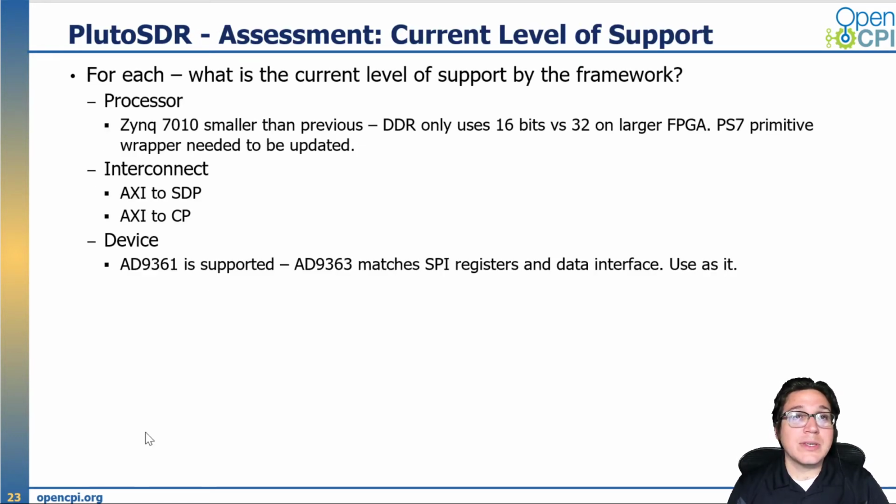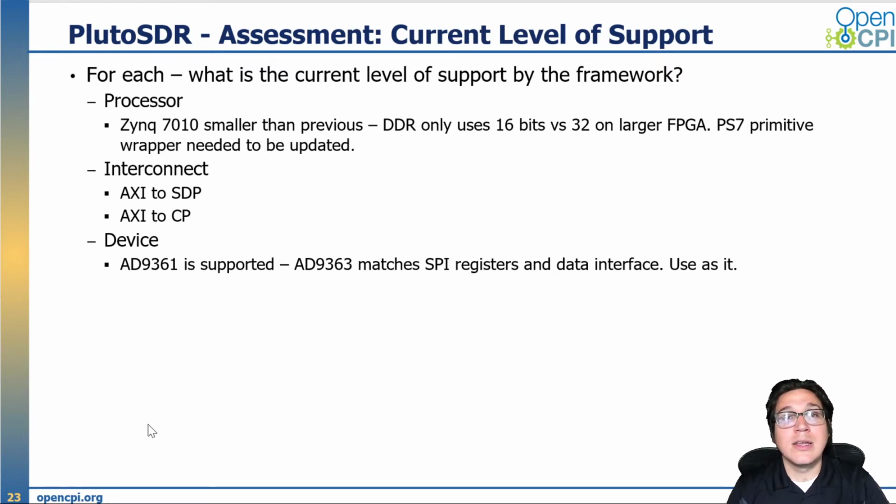Assessment of the current level of support. The Zynq processing system was already supported within OpenCPI at the time of enabling Pluto SDR. With a slight difference, the Zynq 7010 is a smaller chip, and the DDR memory only supports 16 bits versus 32 bits. So there had to be a modification to OpenCPI's core or framework to enable this to happen.